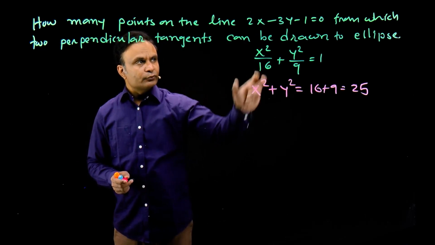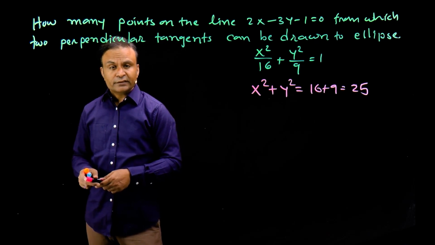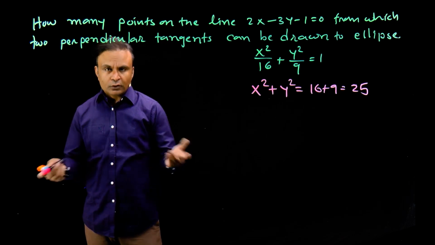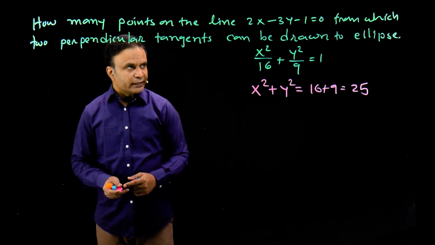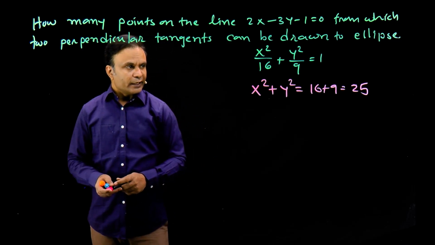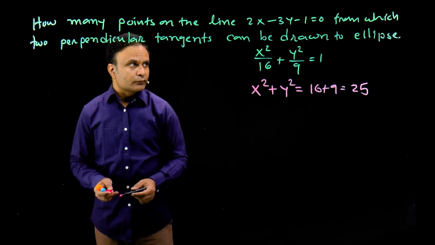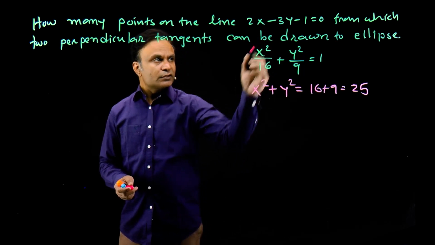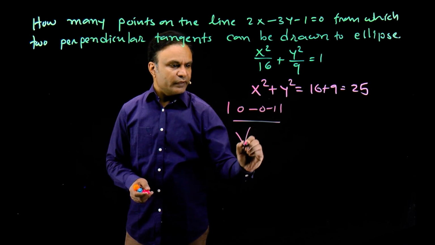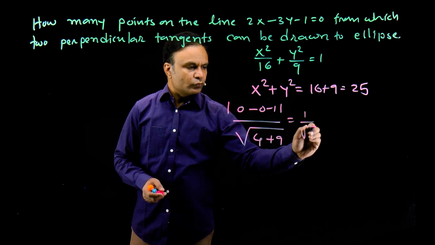Now let's check the position of this line with respect to circle. Whether this line is intersecting the circle in two distinct points, or it is touching the circle, or it is not at all intersecting the circle. For that, I will check the distance of this line from the center of the circle, and I will check whether it is more than radius or less than radius or equal to radius. So distance of this line from center, which is origin, is 0 minus 1 upon square root of 4 plus 9. This is 1 upon root 13.